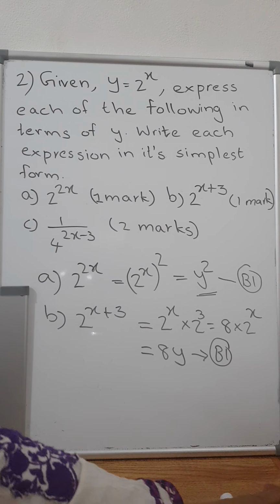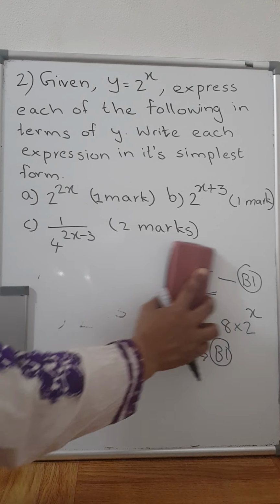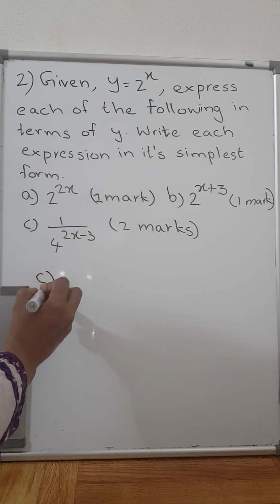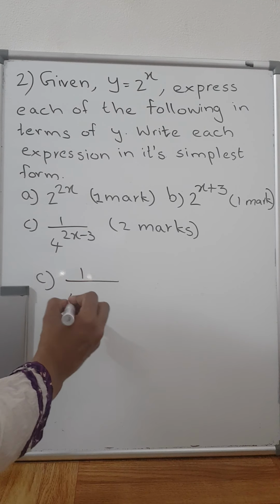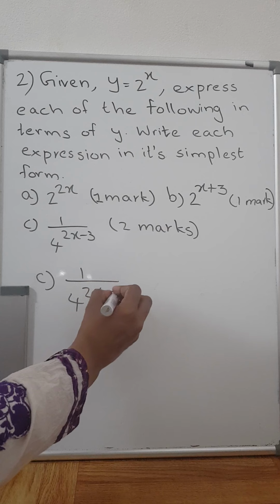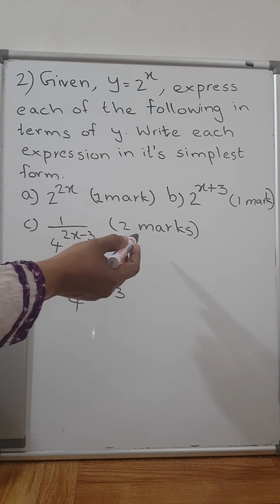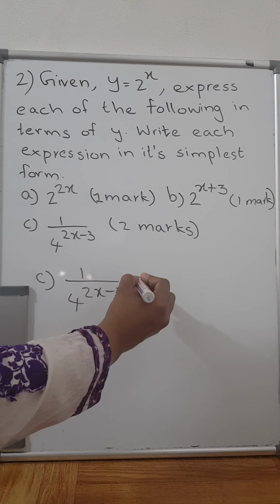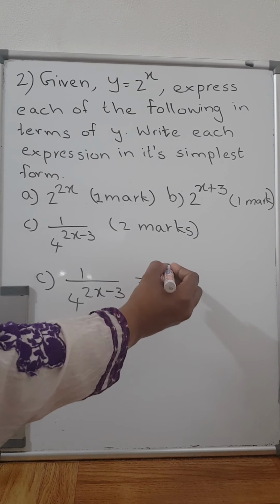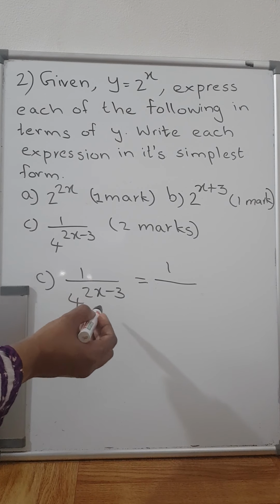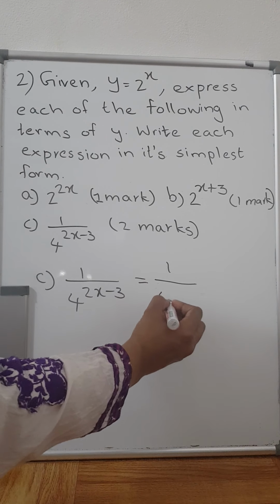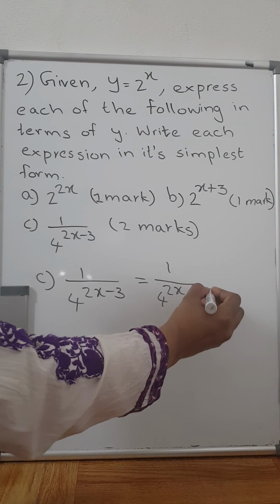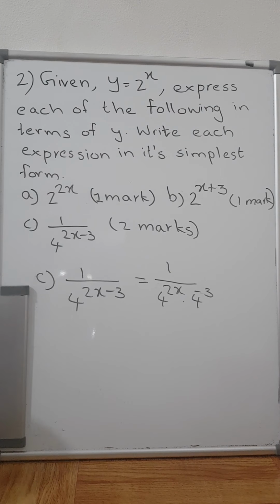Now let's see the C part of the question. One divided by 4 to the power 2x minus 3. The question carries 2 marks. Actually, we need to show only the answer. How can we get the answer? There are different methods. First, I am going to apply multiplication law here. So this is 1 divided by 4 to the power 2x times 4 to the power minus 3.